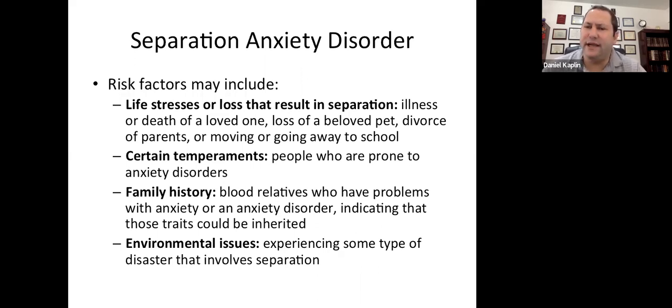We also know that there are certain temperaments, certain people are more anxiety prone than others. And there is a genetic component. So if you have a blood relative who has anxiety or an anxiety disorder, you're at a greater risk to have separation anxiety disorder. And then, of course, there are environmental factors, things like natural disasters, earthquakes, whatnot, that could induce separation anxiety. And this one is another major one, especially in adulthood. So if you experience an earthquake and the community is in ruins and you haven't been able to find your loved one, that could carry with you into the future where you might develop a separation anxiety disorder.